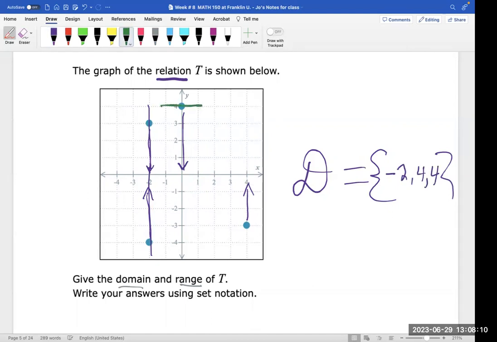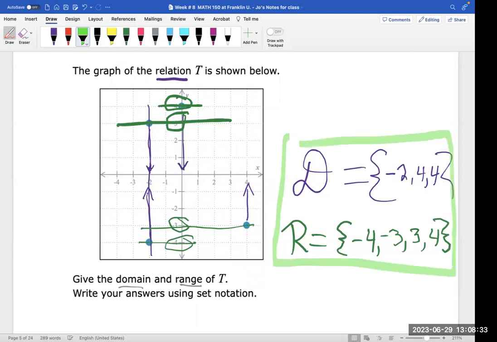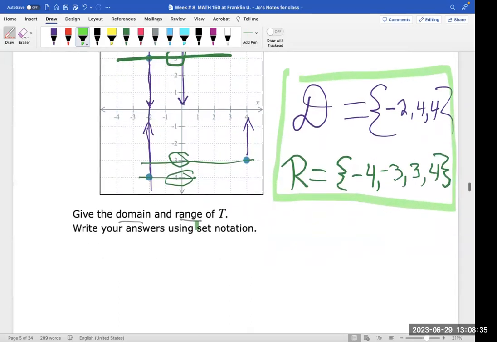The range is I'm looking at all of these points and where they cross the y-axis. So my range is the set of all numbers, and again, we usually go from smallest to biggest in ascending order. And that would be my range. And that's what Alex is looking for. Make sure you use the set notation. Set notation means these funky squiggly brackets.